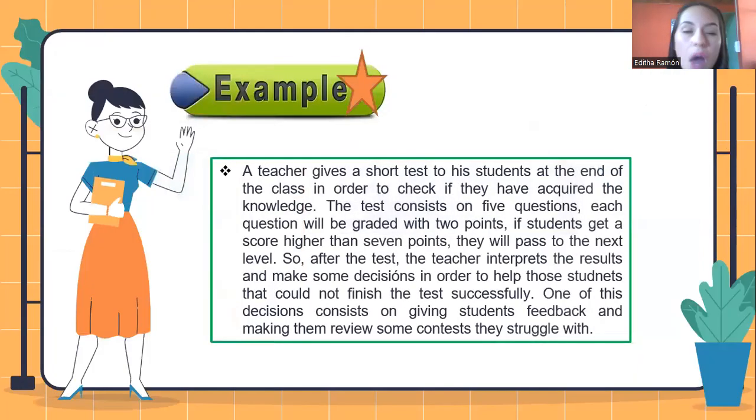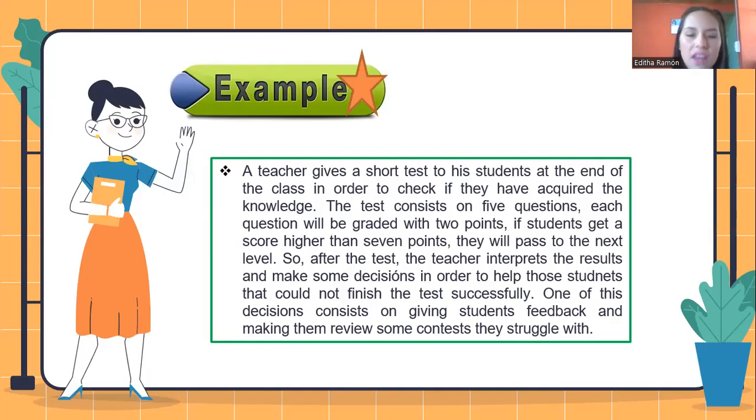Now, I have an example. A teacher gives a short test to his students at the end of the class in order to check if they've acquired the knowledge. The test consists of 5 questions. Each question will be graded with 2 points. If students get a score higher than 7 points, they will pass to the next level.